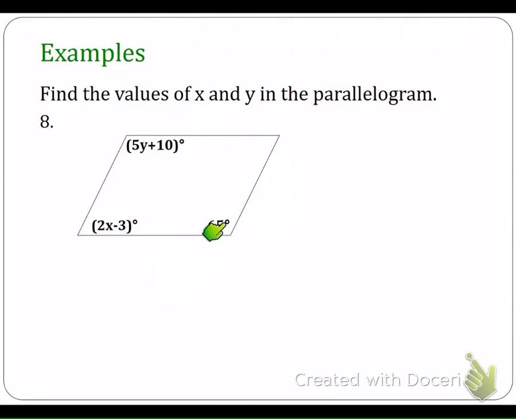Before I do that, let's just brainstorm real quick. How do these two relate? They add to 180. So you can find x and y using this angle right here. The easier one is the opposite angles being congruent, so we'll start there. So 5y plus 10 equals 65.